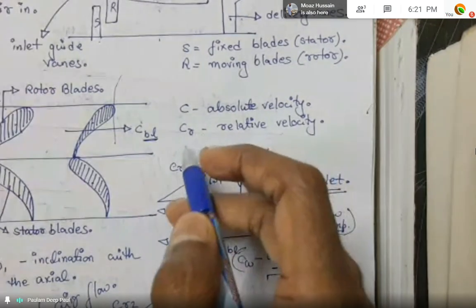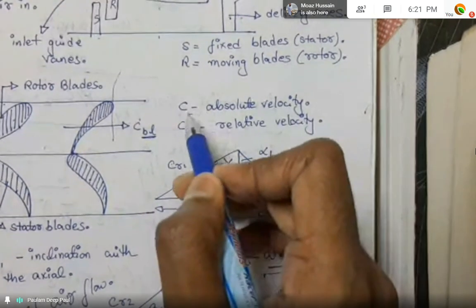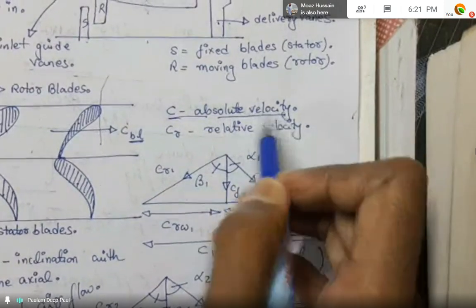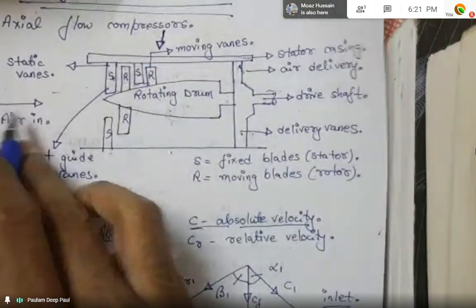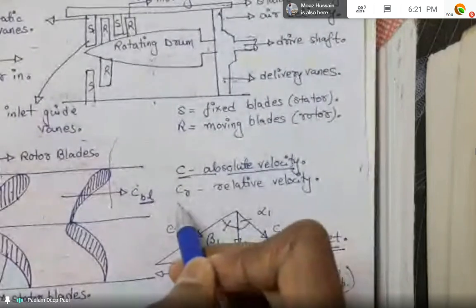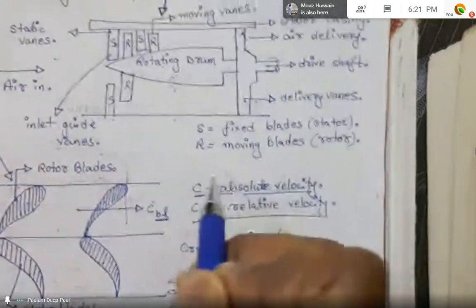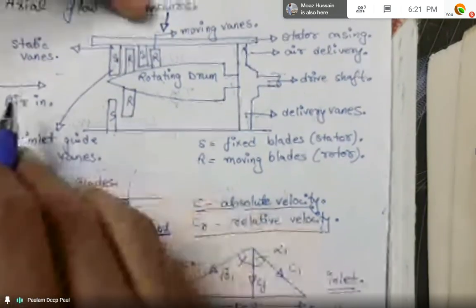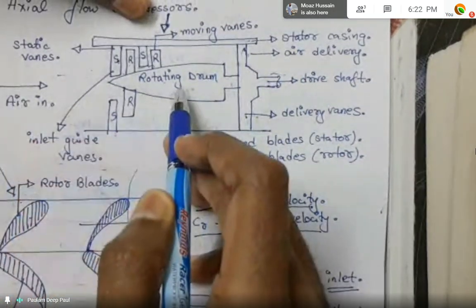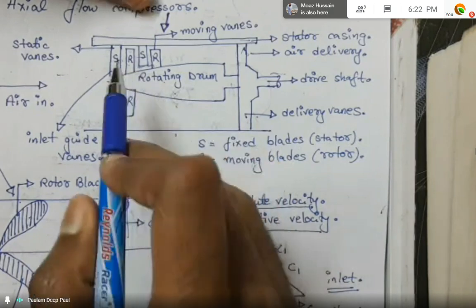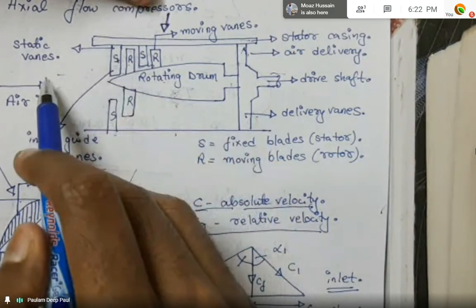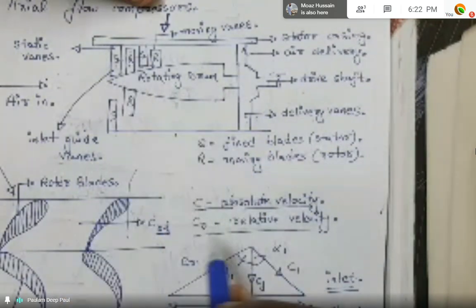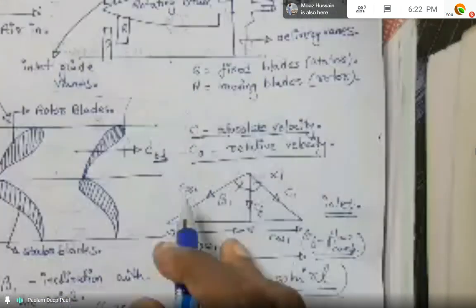As I have already said, C without any suffix is the absolute velocity with which the air is entering the system, that is air in. CR is the relative velocity. This relative velocity arises from the fact that as the air is moving in and the drum is rotating, there is a relation between the velocity of the incoming air with respect to the rotor blades, which we denote by CR, that is the relative velocity.